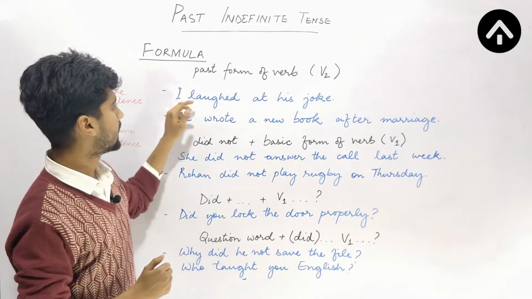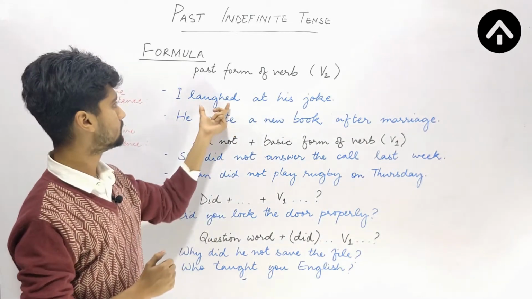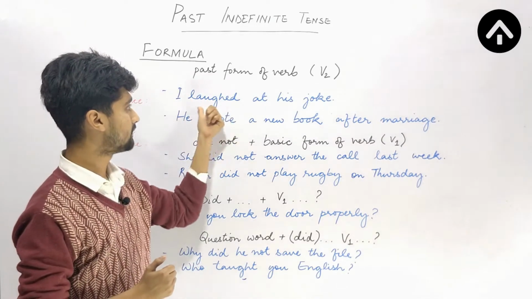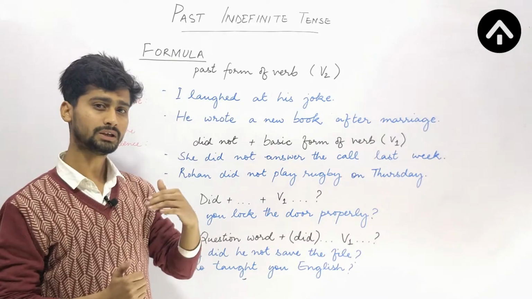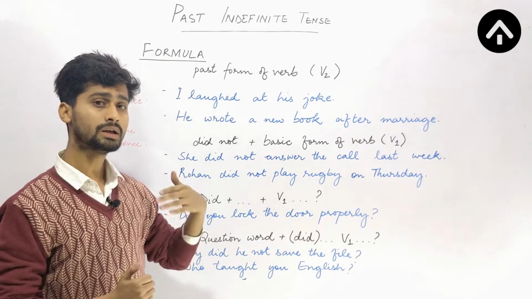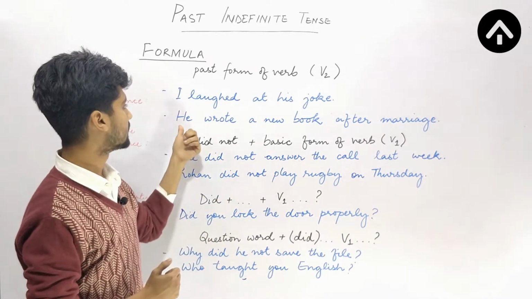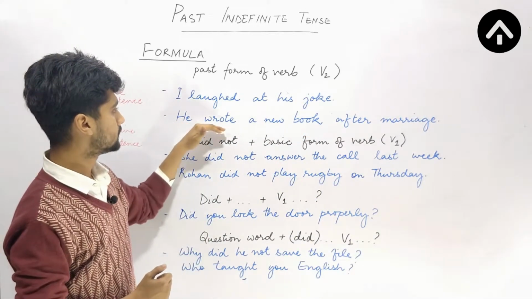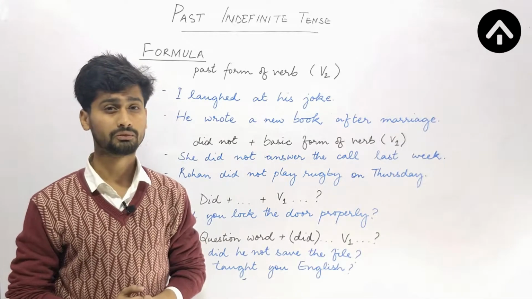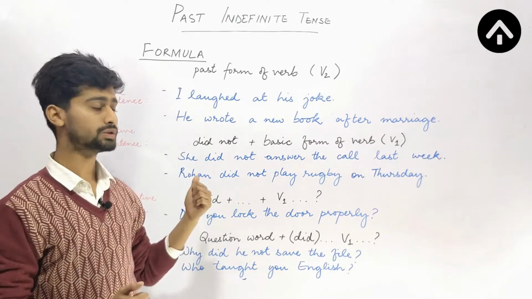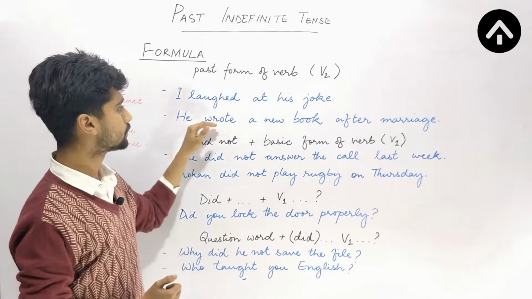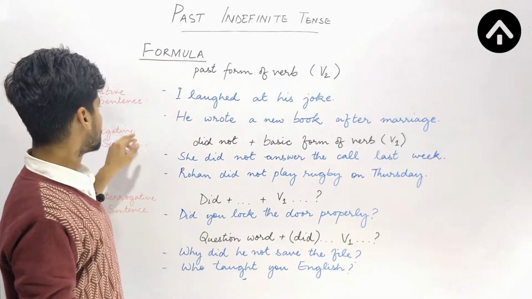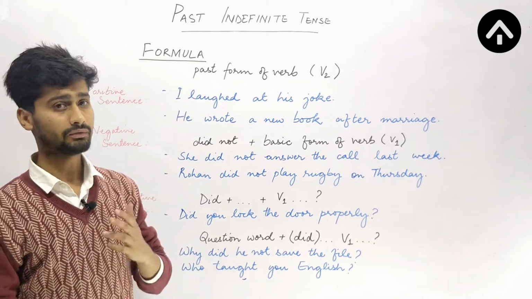So the first example is I laughed at his joke. Here I am using the second form of the verb laugh. So this laughed denotes that this is something, this action happened in past. Second sentence, he wrote a new book after marriage. So here I am not using the first form of the verb write, but wrote. That is the second form. So he wrote a new book after marriage. Okay. So these are the positive sentences, the affirmative sentences.